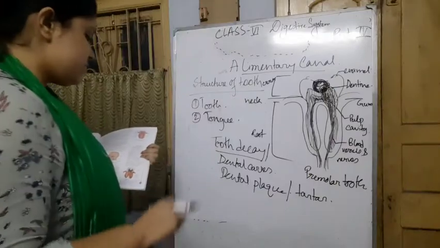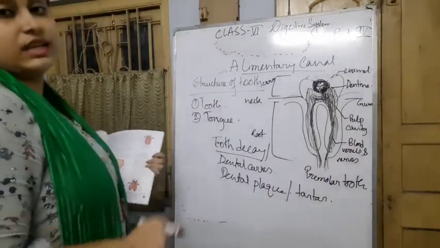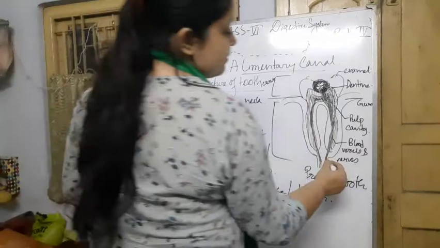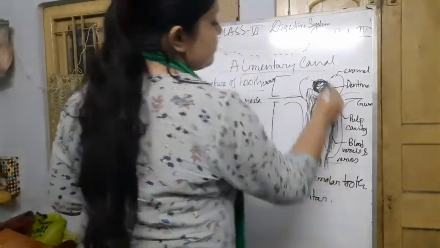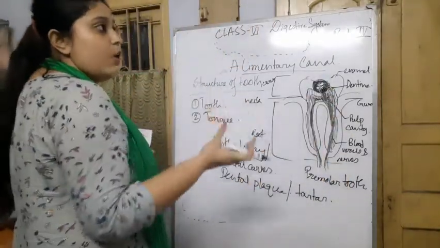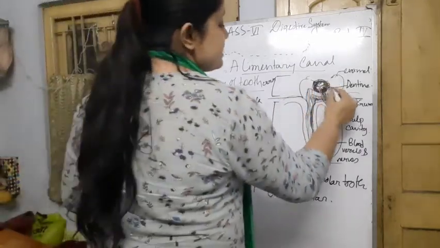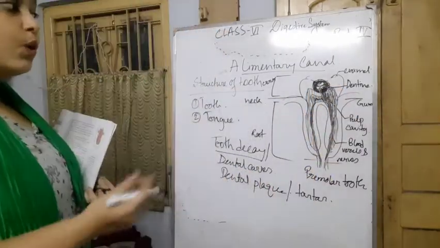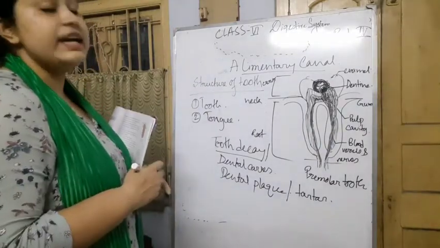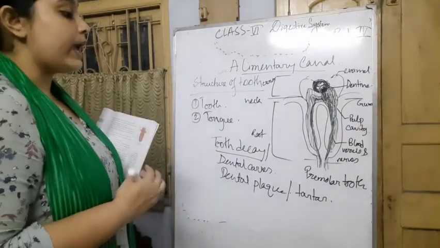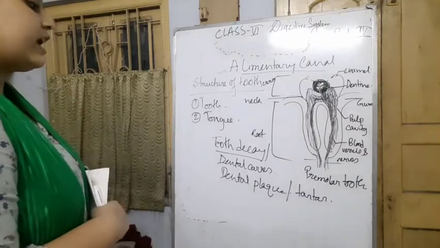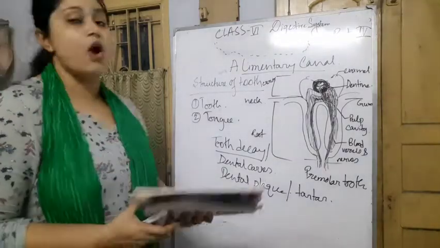Decay destroys the fibers which hold the teeth with the bone. Here is the bone part by which the teeth are held. If it gets destroyed, then the bone can't hold the teeth and the decay will form. So this is tooth decay, or dental caries in common terms.